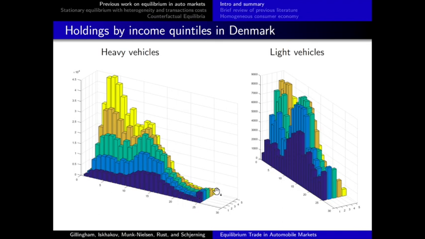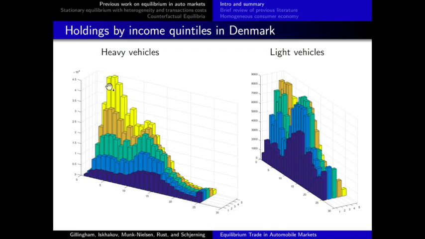It's not a mass point, it's just because this is 25 years and older, these cars. And then here on this axis, you have the income quintiles. So you have the rich people in the top income quintile here, and then the poor guys down here. What you can immediately see, if you look at the heavy vehicles, is that it's really the rich guys that are buying the new ones.